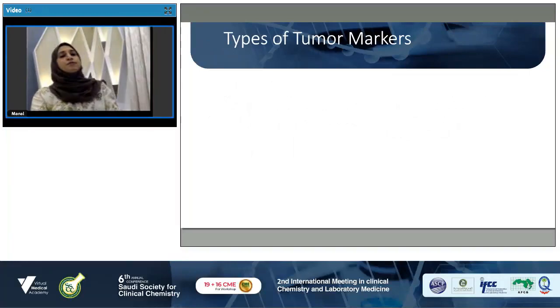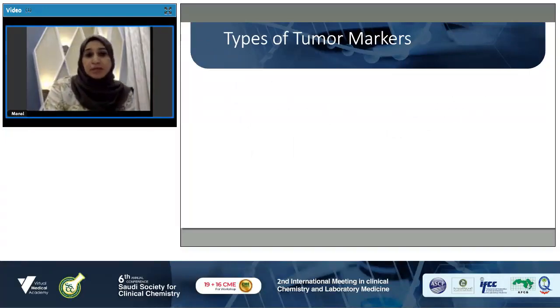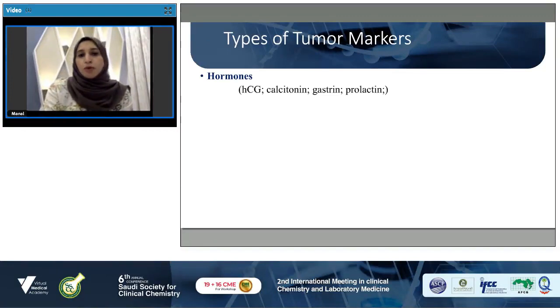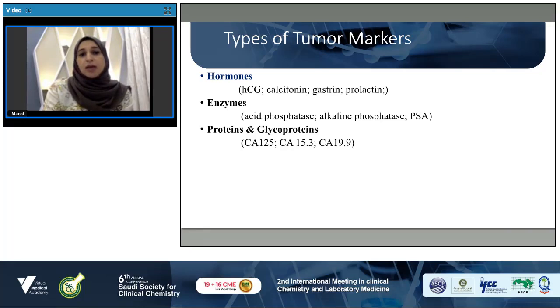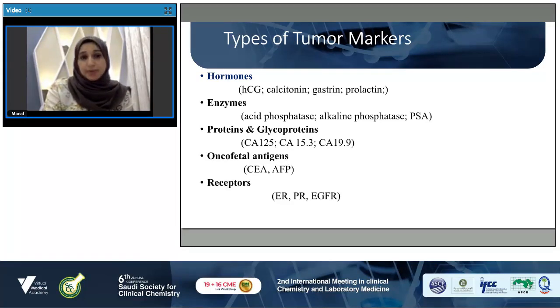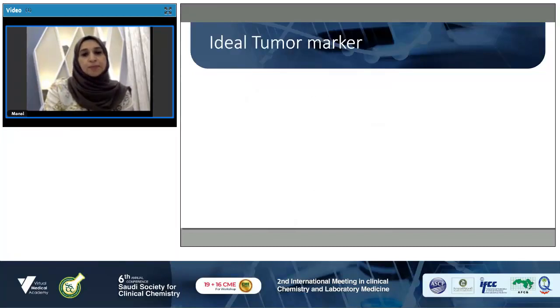What are the types of tumor markers? We've been talking about tumor markers, so the whole session is about markers. It could be hormones such as beta-HCG. It could be enzymes such as PSA. It could be proteins and glycoproteins such as carbohydrate antigens like CA19.9 and CA15.3. It could be an oncofetal antigen like alpha-fetoprotein. It could be a receptor, like what Dr. Leila was mentioning about estrogen receptor and progesterone receptor. And it could be genetic changes, such as mutations and translocations.